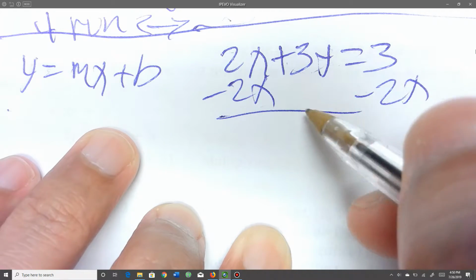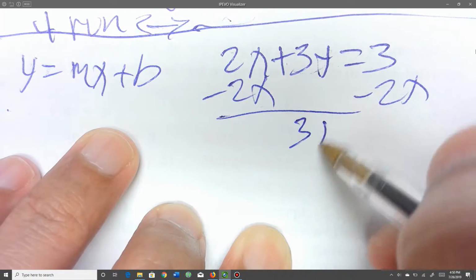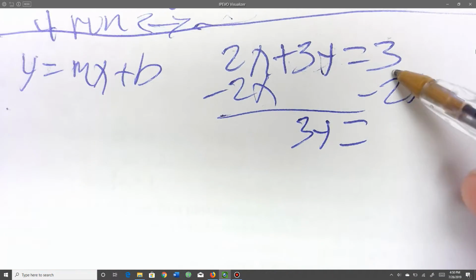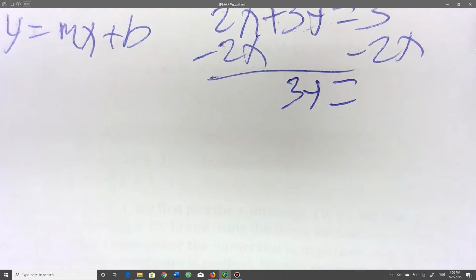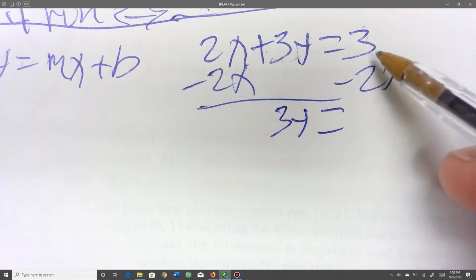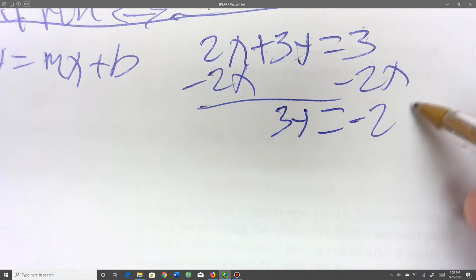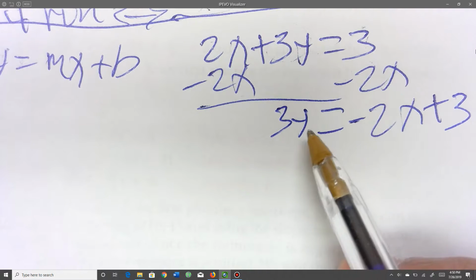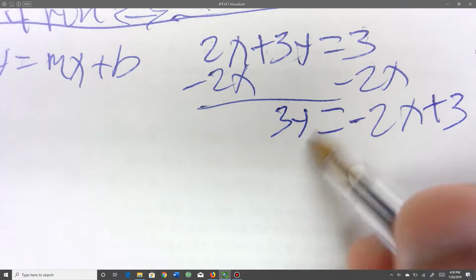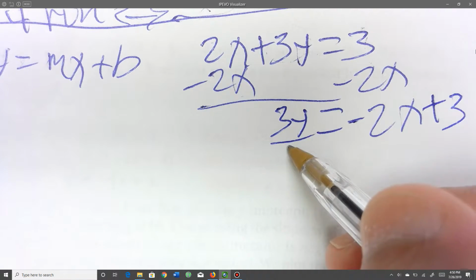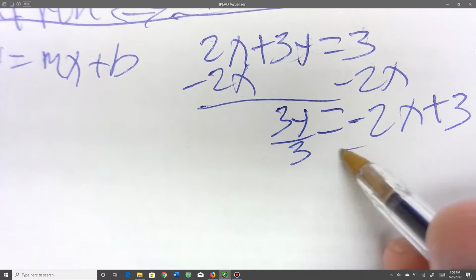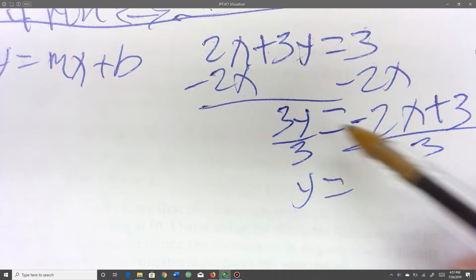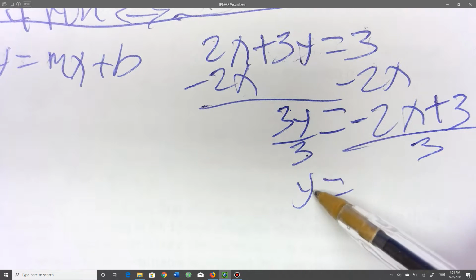This adds up to 0. 0 plus 3y is just 3y. Here I cannot, even though I'm tempted to add these up, these are not like terms. You cannot add them up. All you can do is write them together. Okay, now I have a multiplication here, so I divide by a positive 3 on both sides. That's my y. 3 divided by 3 is 1. 1 times y is just y.